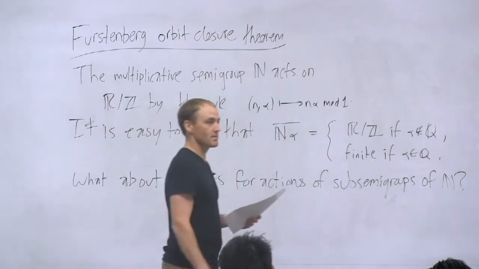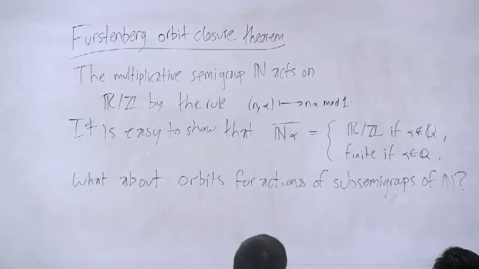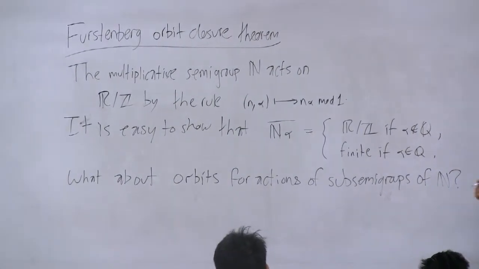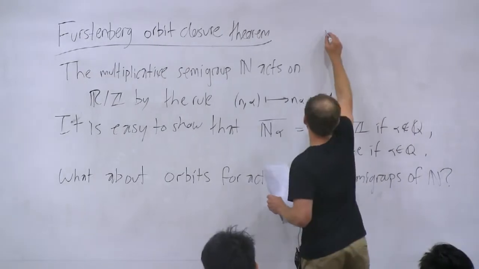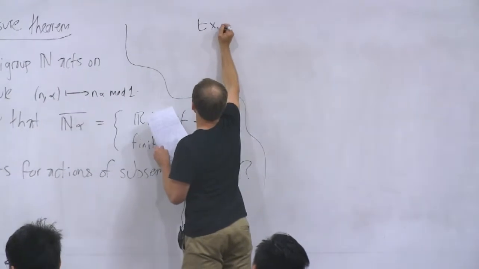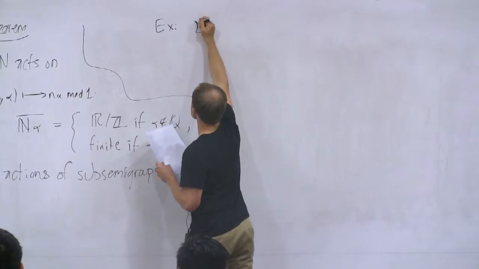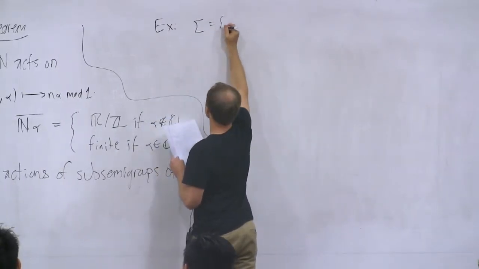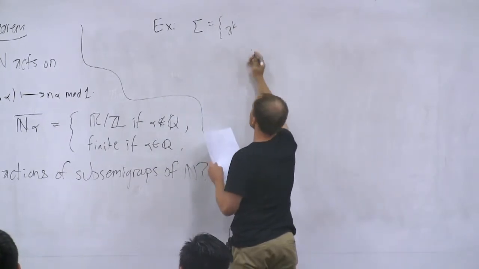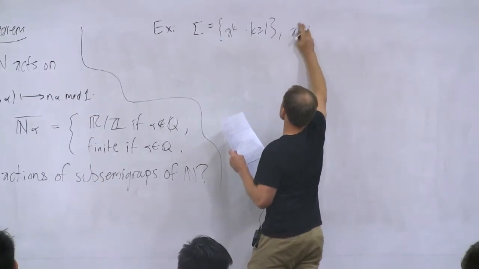And in order to understand the answer, let me first tell you about one extreme. I'm talking about multiplicative semigroups, by the way. One extreme is if I have a semigroup which is generated by just one number, like the times 2 map on the unit circle. Let me talk about that extreme first. So here's an example. Let's suppose that my semigroup sigma is generated by just one integer bigger than 1. So let's suppose that it's something of the form a to the k, where k is bigger than or equal to 1. And here I'm assuming that a is bigger than or equal to 2.